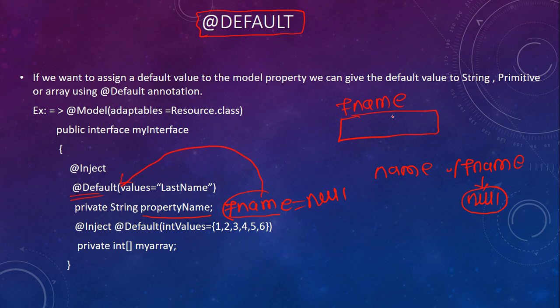So if the user hasn't entered anything, then by default you can store this value. This is the value you can store inside this variable, the fname variable. Not only one value: if you need more than one, like an array, then you can simply use curly braces, open and close, and define the array. More than one value you can store, and whatever comes after this line will be stored inside this variable. So this 1 2 3 4 5 6 will be stored inside this myArray.